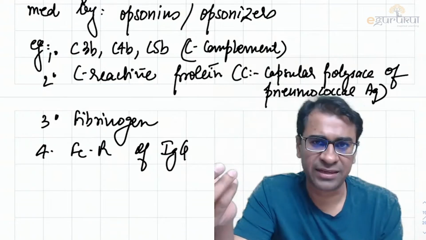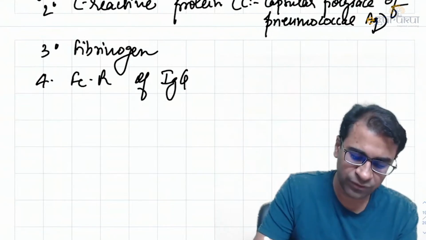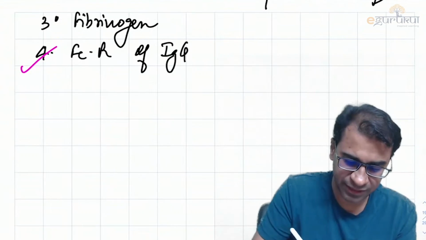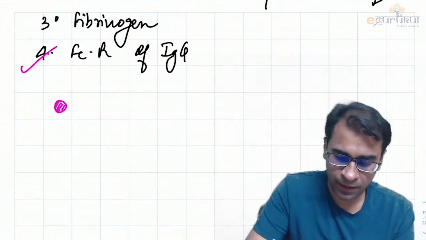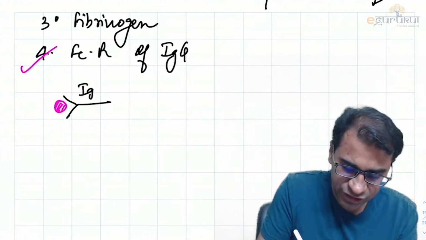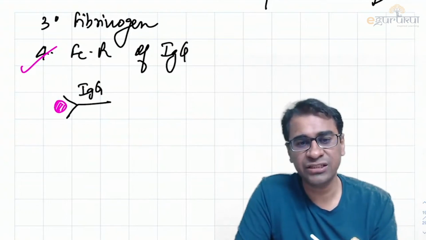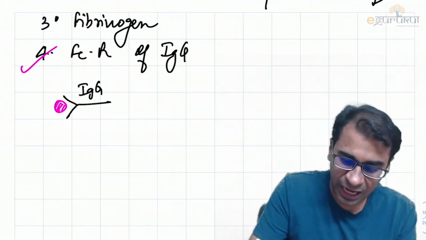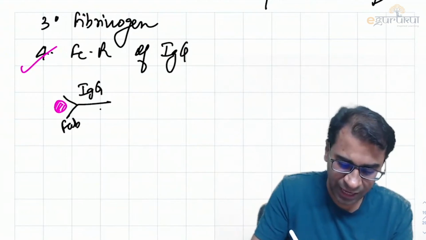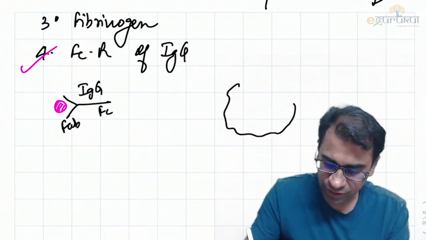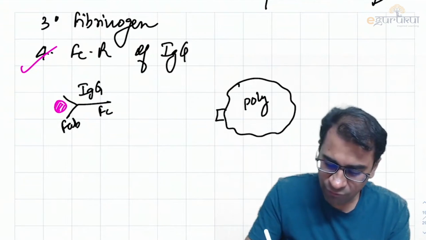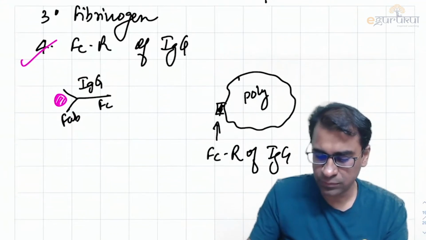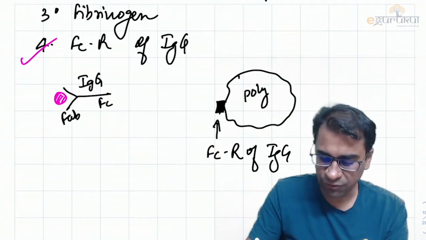So how does it happen? Let's see the mechanism. Dekho. Let's see an example of the last one, this one. Let's say, suppose there is an antigen here, and to the antigen, the IgG molecule binds. Achha. Because of which what happens? The IgG has two parts. It has a FAB and a FC part, and this is a polymorph. ये polymorph है. Polymorph have the FC receptor of IgG.